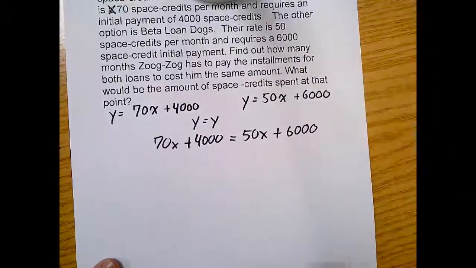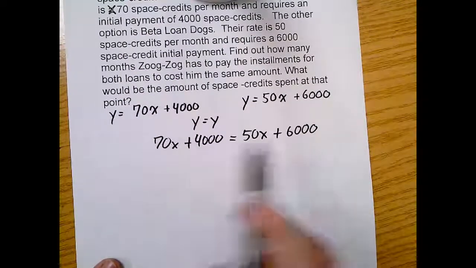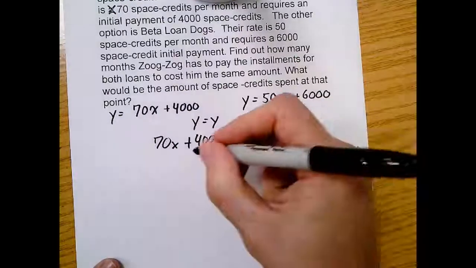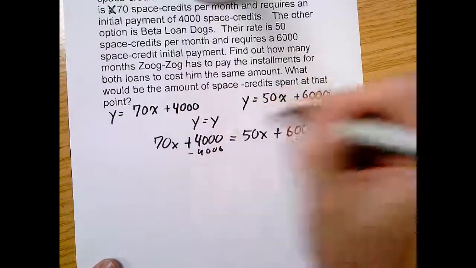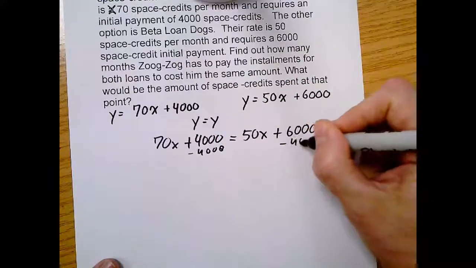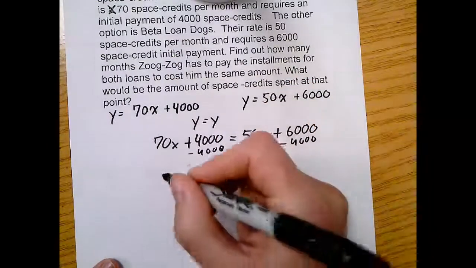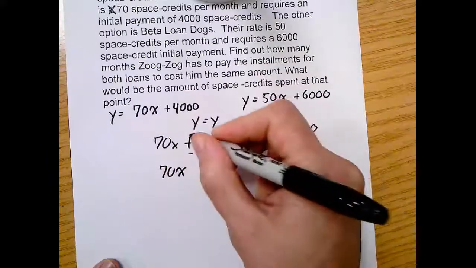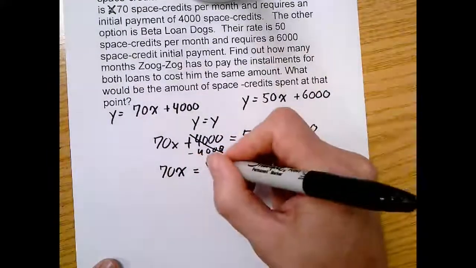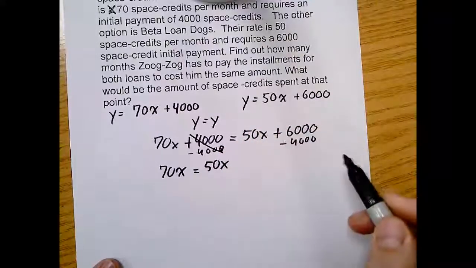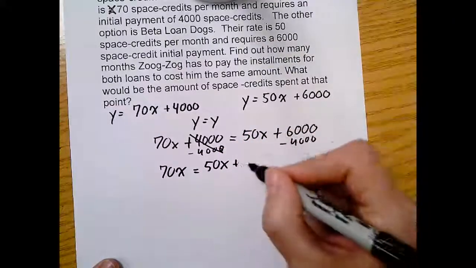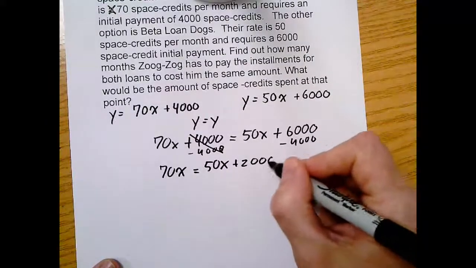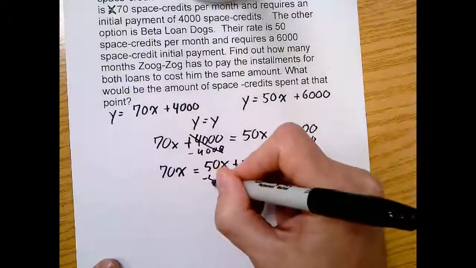All right. So when you look at this, there's an x. That's our variable. So our goal is to get that x all by ourselves. And what we're going to find out here is, what is that x value when these are the same? Okay, so step one, let's subtract 4,000 from both sides. All right, so we get 70x. That cancels. Is equal to 50x. And that's going to say plus 2,000, because 6,000 minus 4,000 is 2,000. Okie dokie. Next step, let's subtract 50x from both sides. We can handle that.